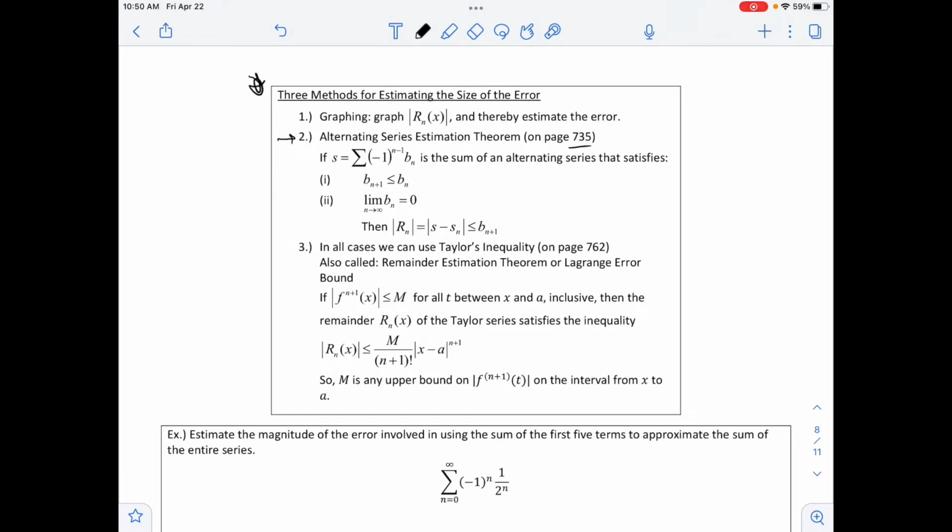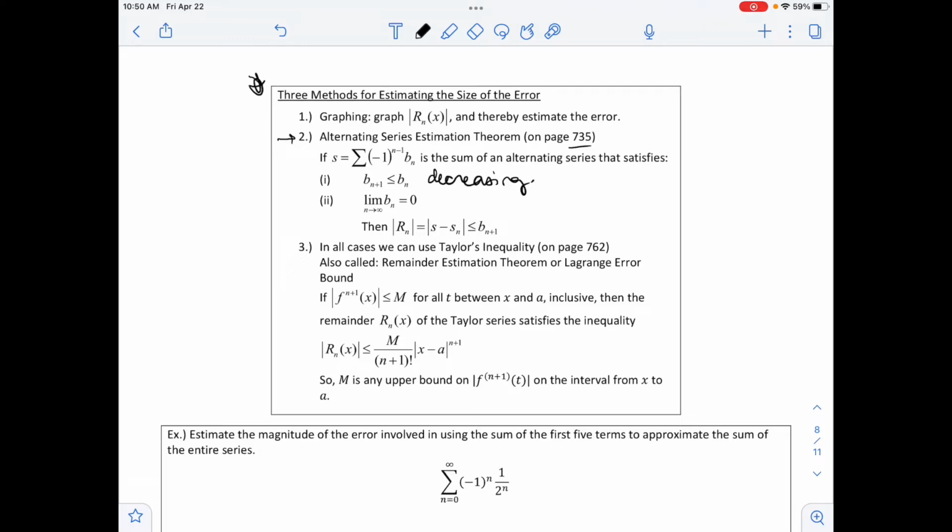And this says if s equals the sum of (-1) to the n minus 1 times b sub n is the sum of an alternating series that satisfies the following conditions. First, b sub n plus 1 has to be less than or equal to b sub n, and this means that it is a decreasing sequence. Second, the limit as n approaches infinity of b sub n is equal to 0. Then the absolute value of the remainder R sub n, which is s minus s sub n, is less than or equal to b sub n plus 1.